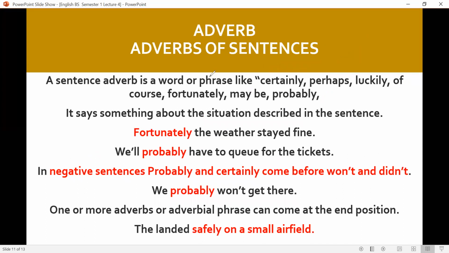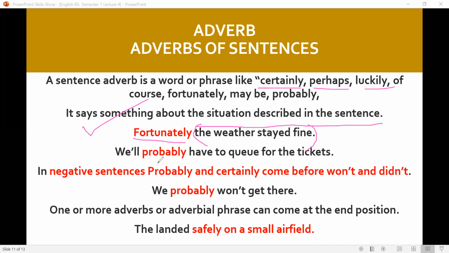Sentence adverbs: a sentence adverb is a word or phrase like certainly, perhaps, luckily, of course, fortunately, maybe, probably. It says something about the situation described in the sentence. They qualify the whole sentence, the complete sentence. Fortunately, the weather stayed fine. This word is explaining or clarifying the sentence.